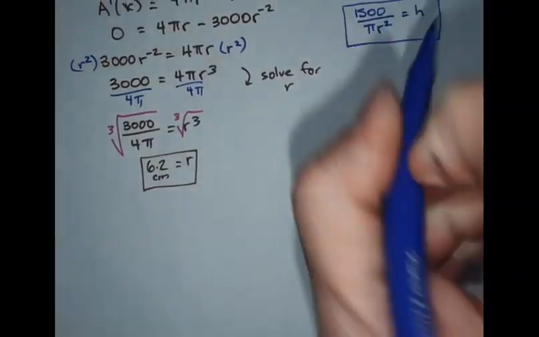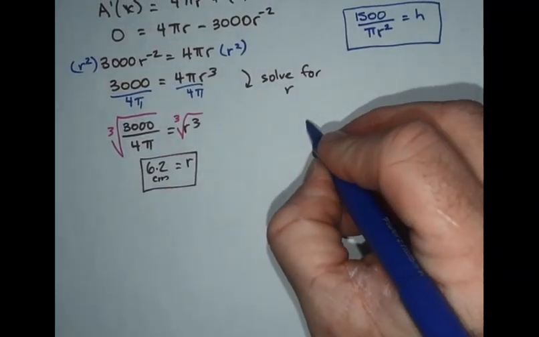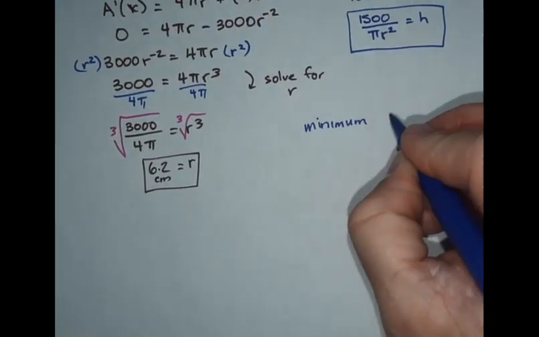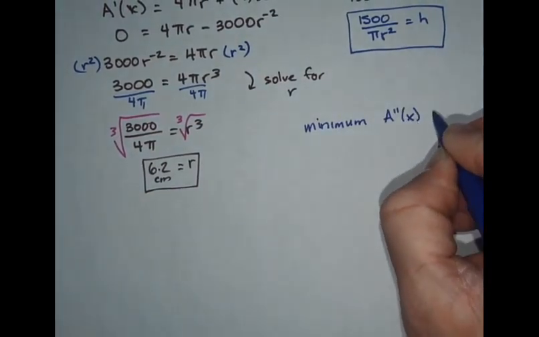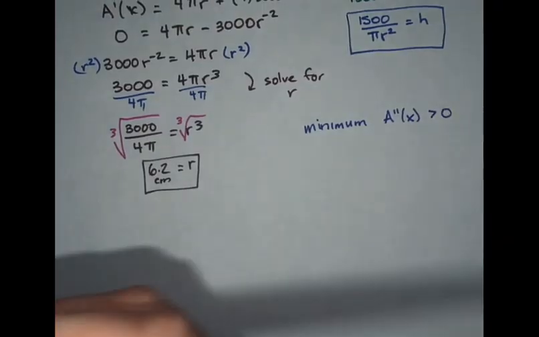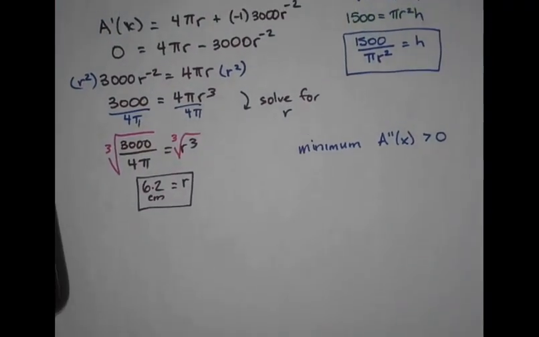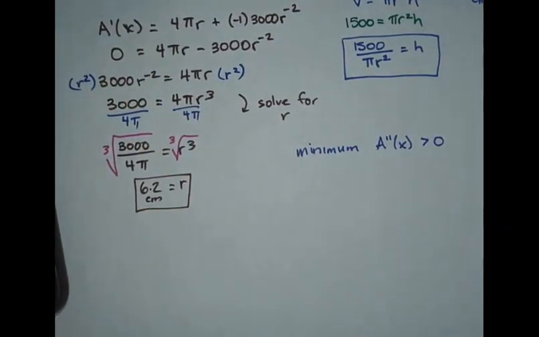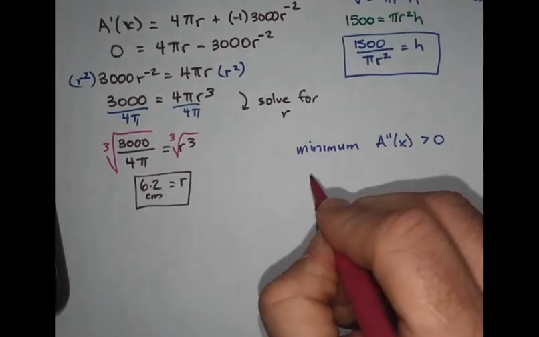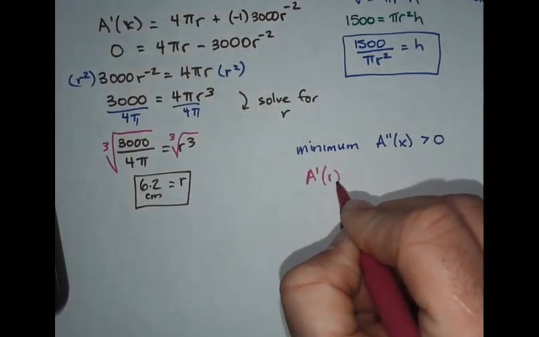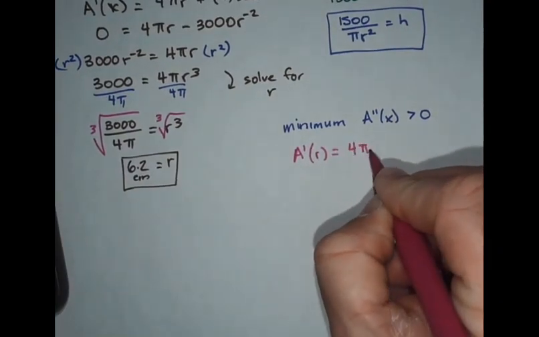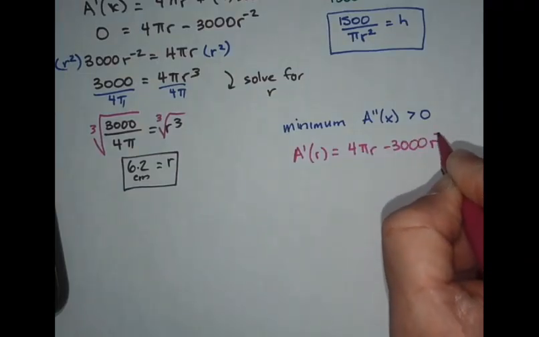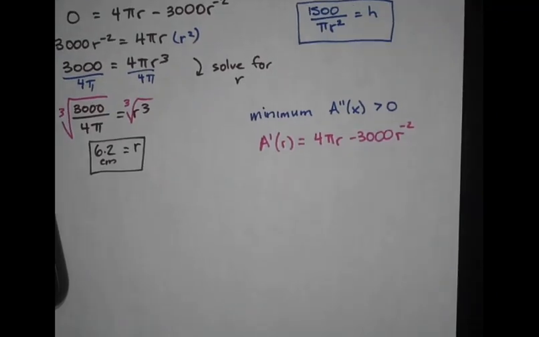Okay, then I have to do the second derivative to check to see if it's a minimum. We're hoping that our double derivative is greater than 0. So if I go back to my original derivative function, f prime of r is 4 pi r minus 3000 r to the negative 2. So we're going to do the derivative of that one.